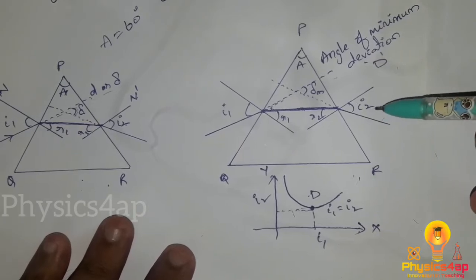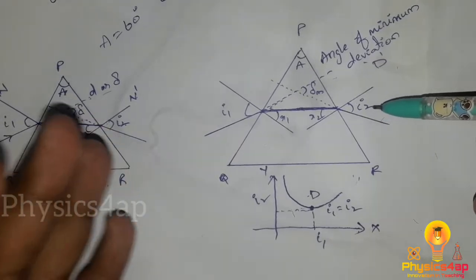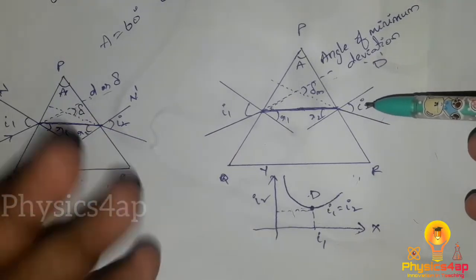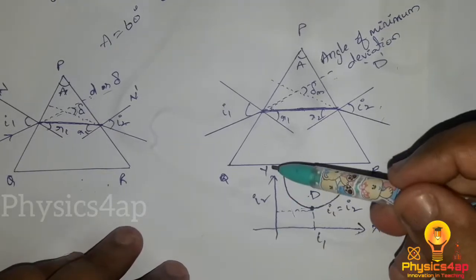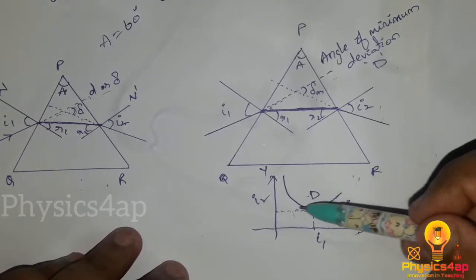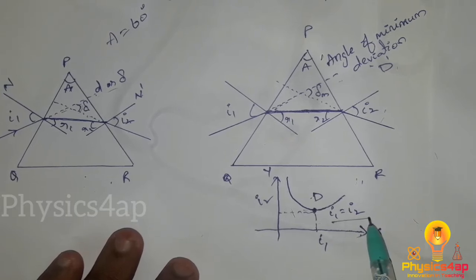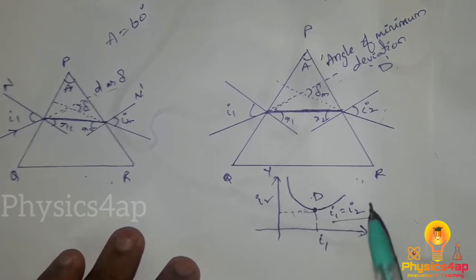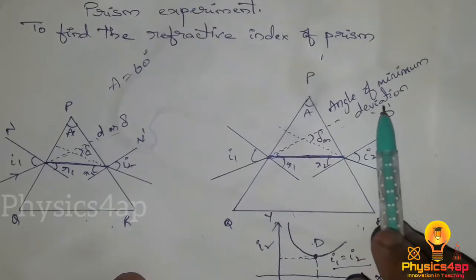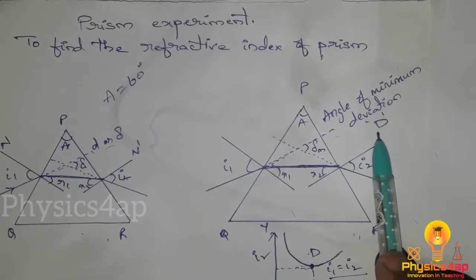The value which is to be found out, that is, which we measure after doing the experiment, will be taken on the y-axis, and we plot a graph. We get a perfect curve, and at the bottom of the curve, at a particular point, we get the angle of incidence equal to the angle of emergence, and that is called the angle of minimum deviation, capital D.